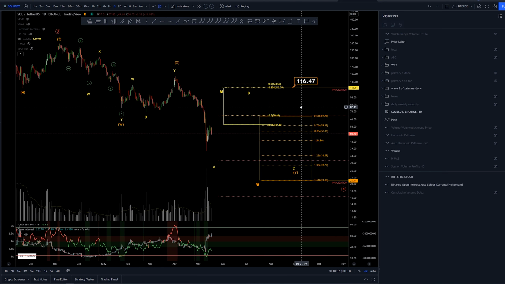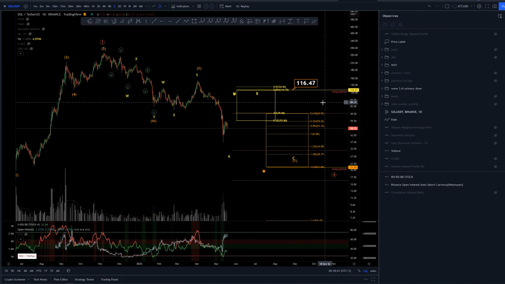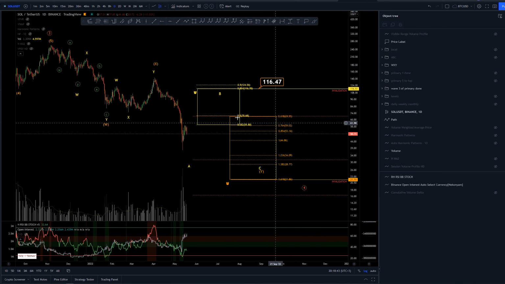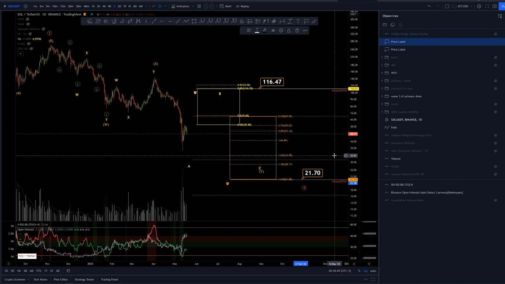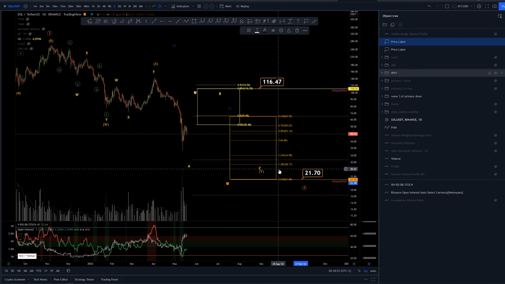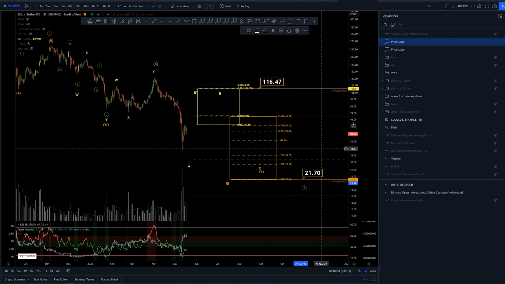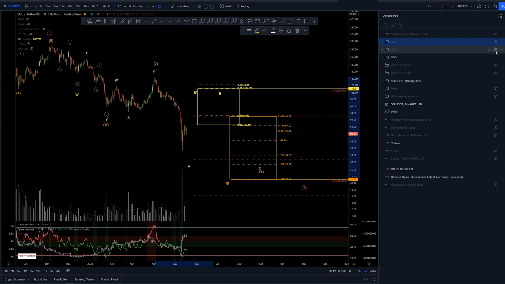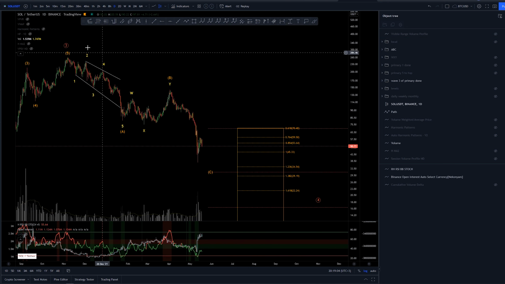On a higher time frame, this orange box is where we would be landing on the WXY. The 1.618 here acts as an invalidation point around $21.70 to 80 cents. We don't want to see wave Y end below that. And that's the WXY. Then we have another set here.